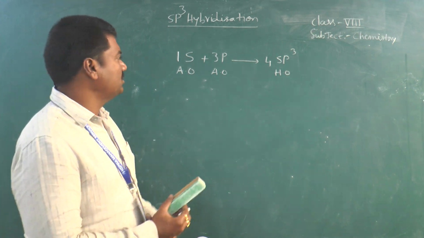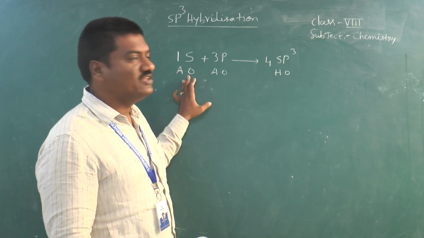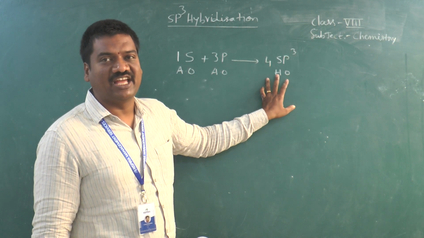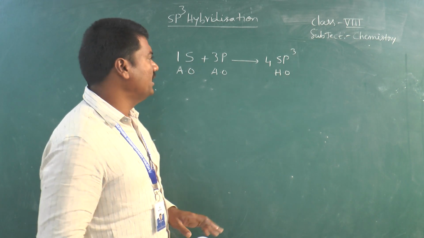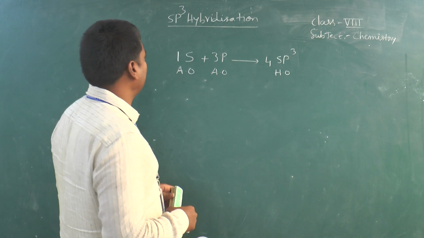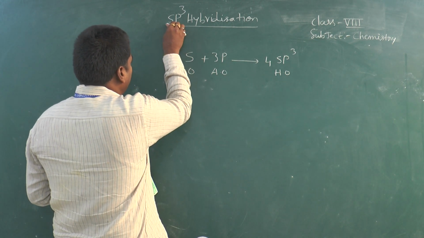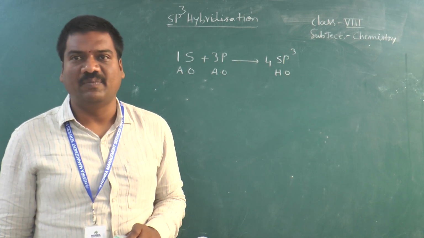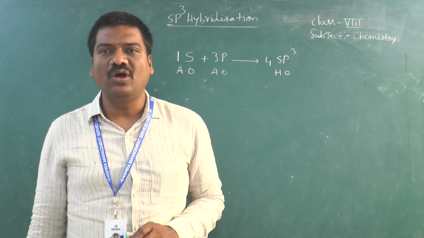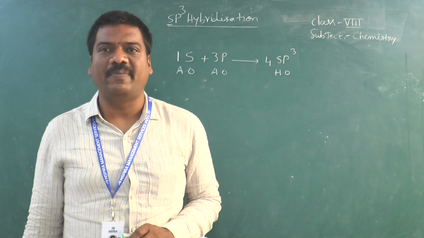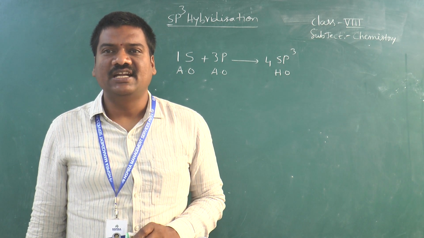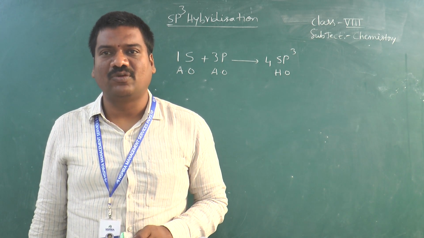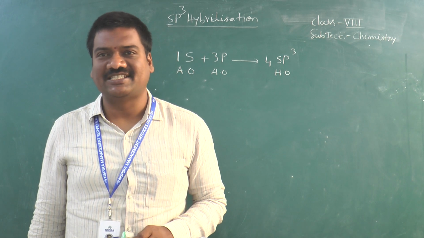Now in this hybridization, one s atomic orbital is mixed with 3 p atomic orbitals and it forms 4 equal sp3 hybridized orbitals. In sp3 hybridization, the s character is nearly 25% and the remaining 75% is p character. Another name for sp3 hybridization is tetrahedral hybridization. Generally, a CH4 molecule has a tetrahedral shape.